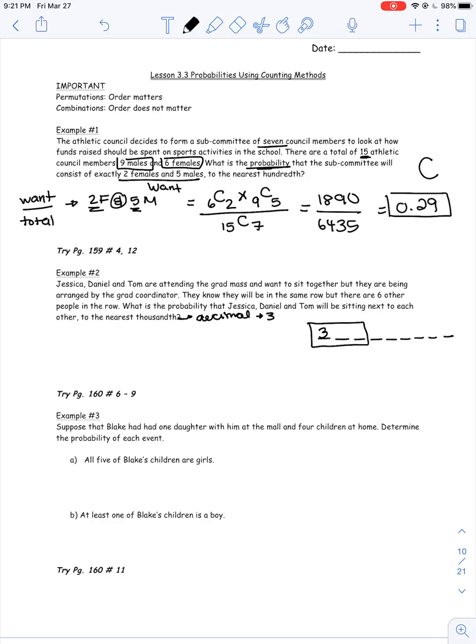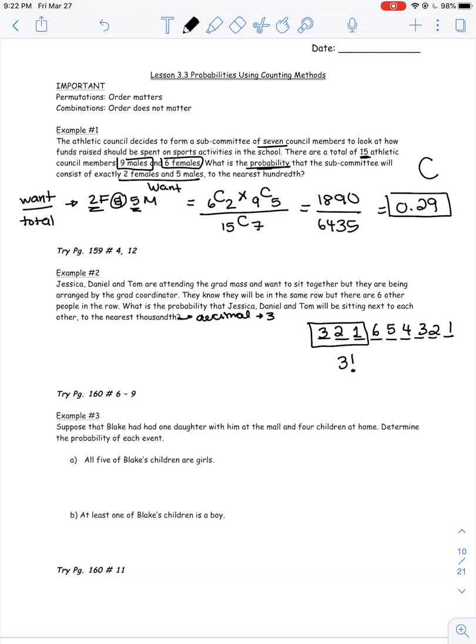And we're going to rearrange them by saying that there are 3 options for the first spot because it could be Jessica, Daniel, or Tom. Then if I put 1 person in the first spot, there are 2 people left. And if I place another person in spot 2, there's only 1 person left. So that's going to represent 3 factorial. Now, the other people, I'm going to rearrange by saying there are 6 people left, then 5, then 4, then 3, then 2, then 1.